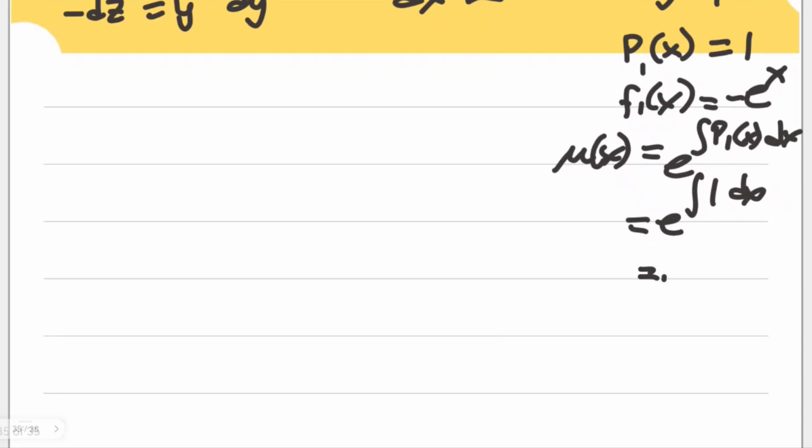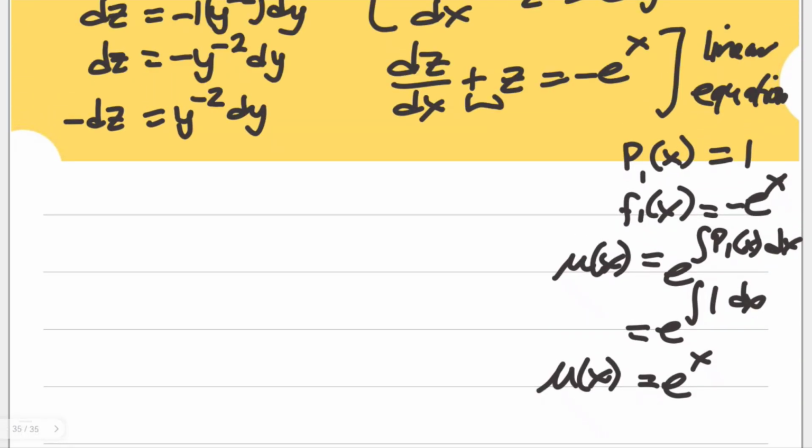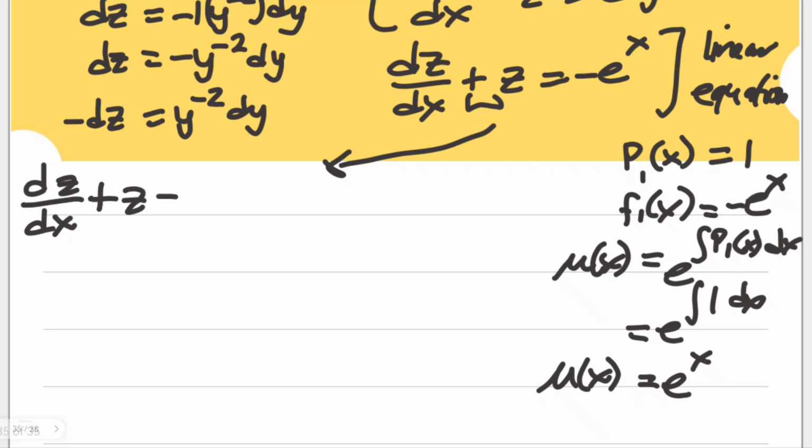So you have e to the power of x. This is our integrating factor, e to the power of x. Now that we have this integrating factor, this equation can now be solved. Let me rewrite the equation again: dz over dx plus z equals negative e to the power of x.